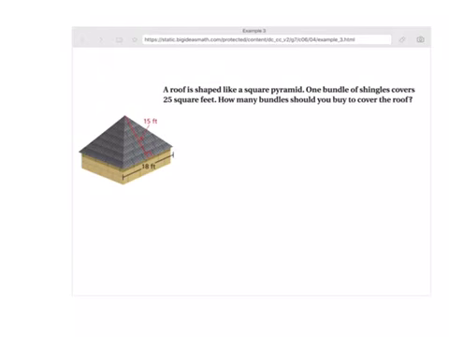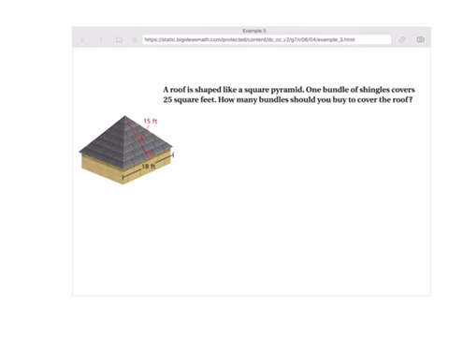Okay, so this is a real life possible problem. So you have a roof shaped like a square pyramid. We've done square pyramids before. One bundle of shingles covers 25 square feet. How many bundles should you buy to cover the roof? So we need to make sure that we have enough bundles to put shingles all over this roof. So you're going to find the surface area of this roof. If you wanted to, you could draw a net of this, but let's see if we can do it.